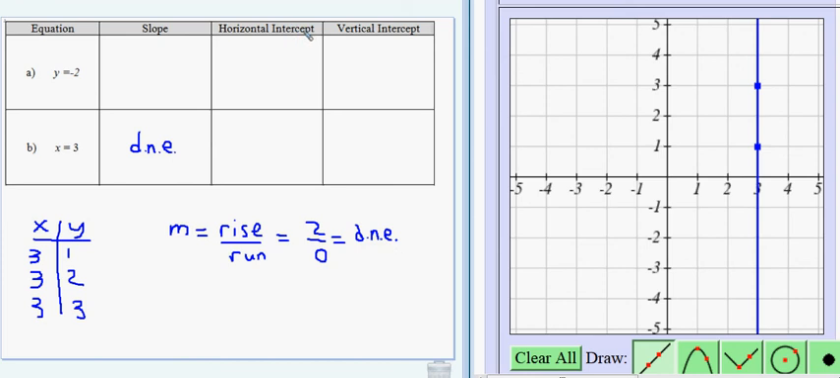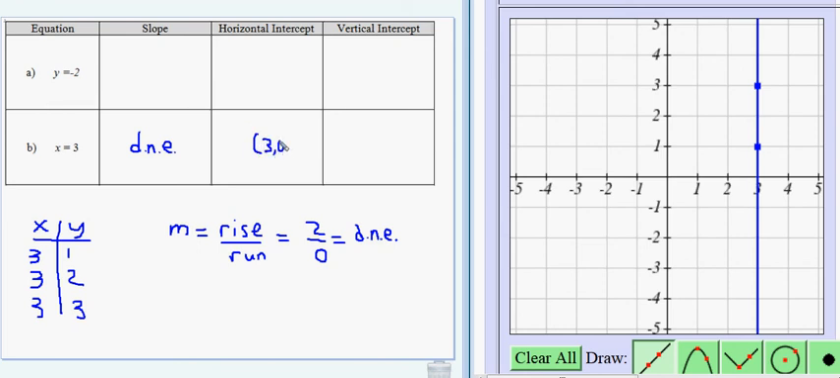The horizontal intercept, let's see over here. Does my graph cross the horizontal axis? This is my horizontal axis here, the x-axis. It does cross the horizontal axis, and it crosses at this point right here. If I had to label this point, it would be 3 units in the x direction, 0 units in the y. So the horizontal intercept for this equation is (3, 0).